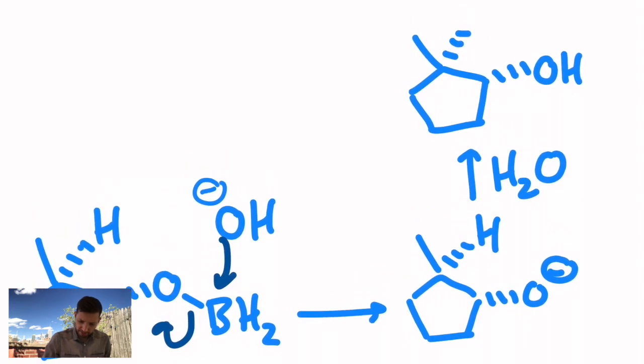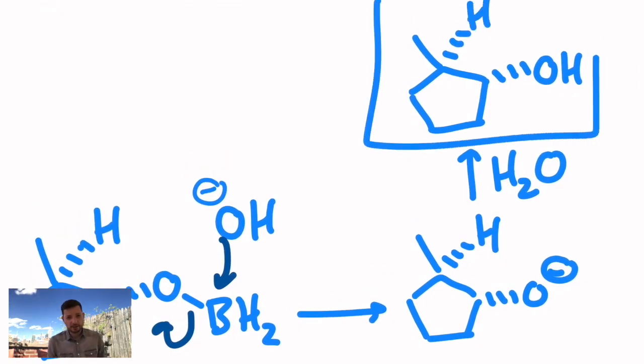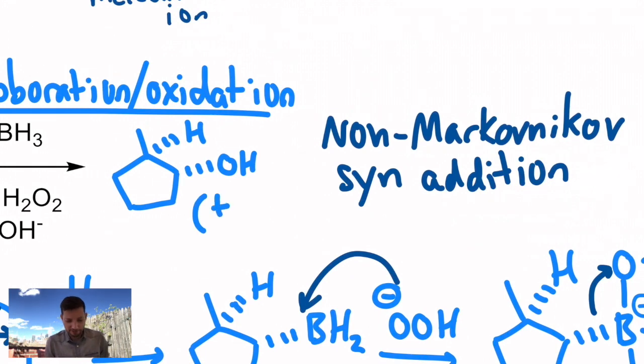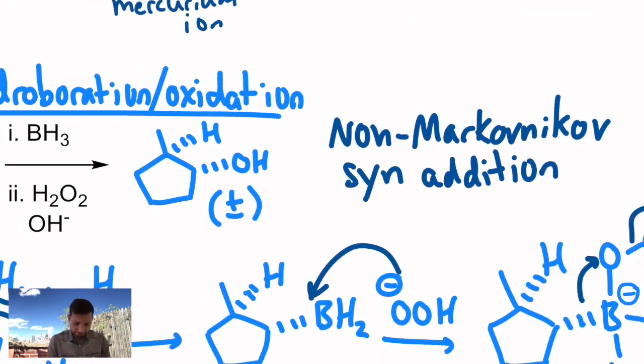All you really need to know is that you get syn addition and you get a non-Markovnikov isomer in the end. Okay, so by the way, I arbitrarily chose those H and OH bonds to be drawn into your screen. They can certainly come out of the screen. You will also get the racemic mixture, the enantiomer of this, but they will both be syn.